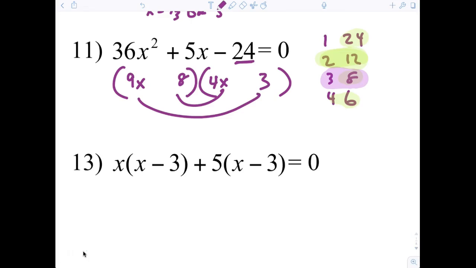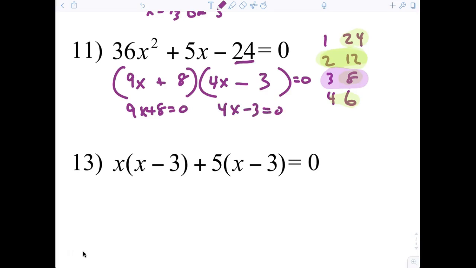32 and 27 make 5 if the 32 is positive and the 27 is negative. If you factor that correctly, you're an expert at factoring. That's actually very hard. Most people cannot do that. Now we go one step further, setting it equal to 0. So 9x plus 8 equals 0, 4x minus 3 equals 0. So now I'm hoping everybody can tell me x is equal to negative 8/9 and x is equal to 3/4.